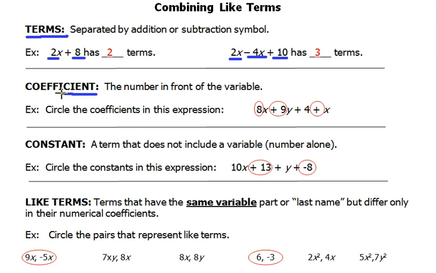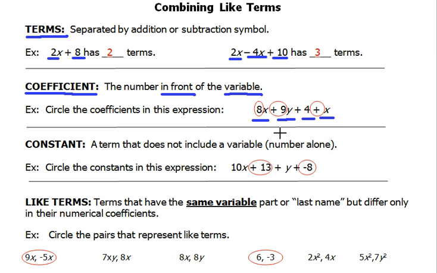The next vocabulary word is coefficient. The coefficient is the number in front of the variable. All right, so again, it's the number in front of the variable. For example, it says circle the coefficients in this expression, and I've already circled those for you. What you are looking for are the variables in each term. So if you notice, I have 1, 2, 3, 4 terms here.